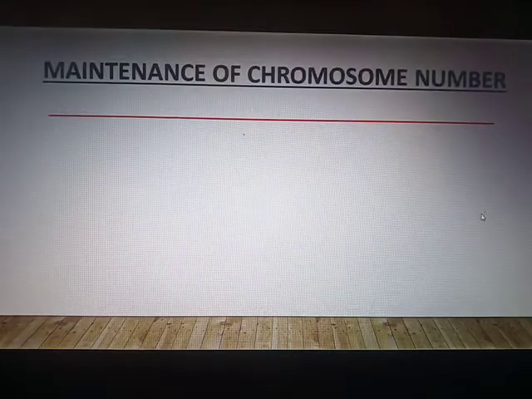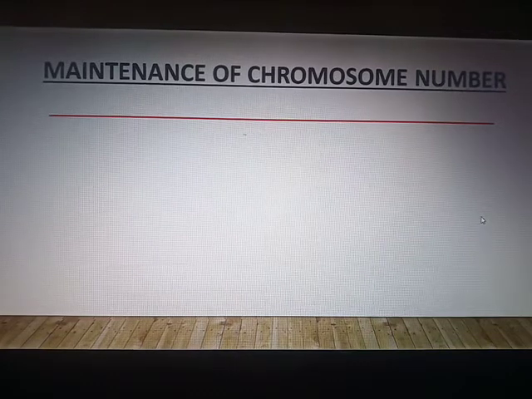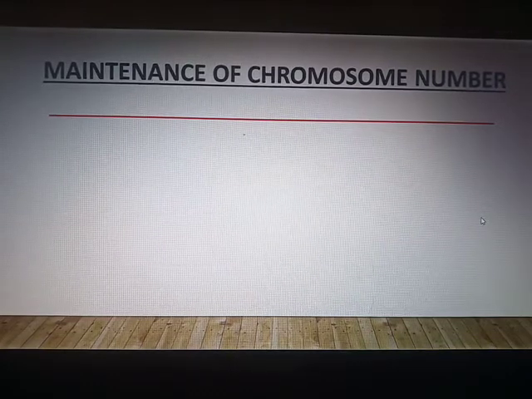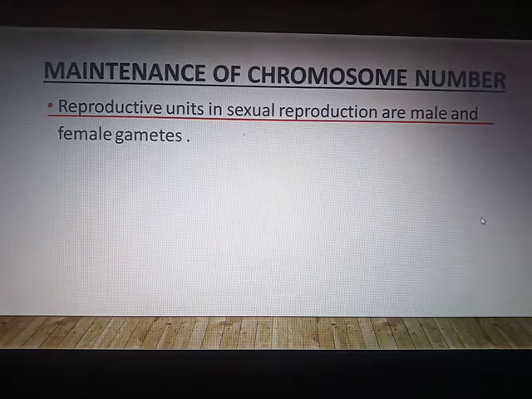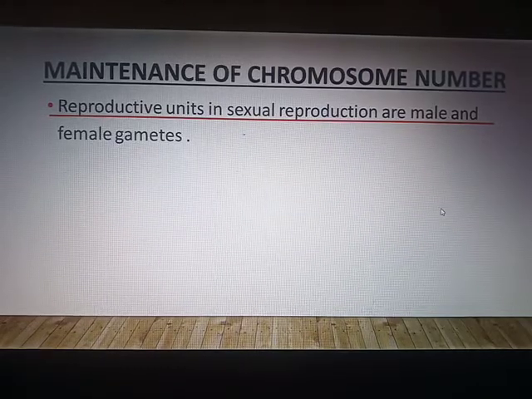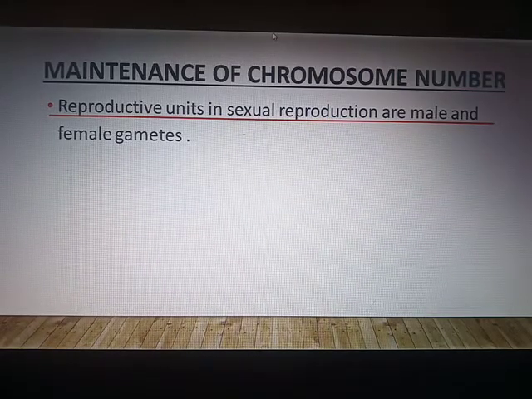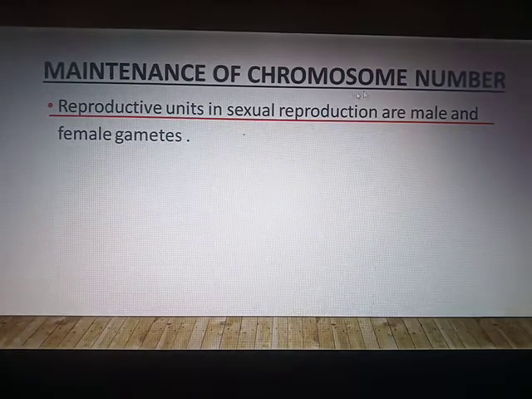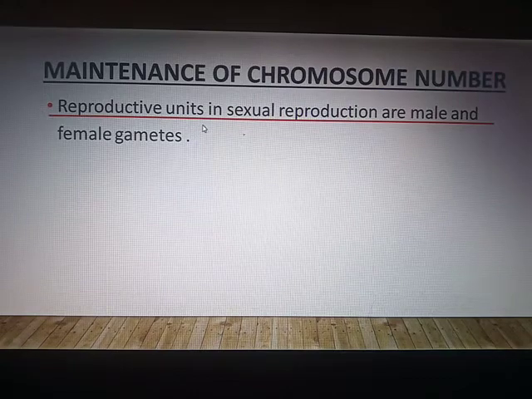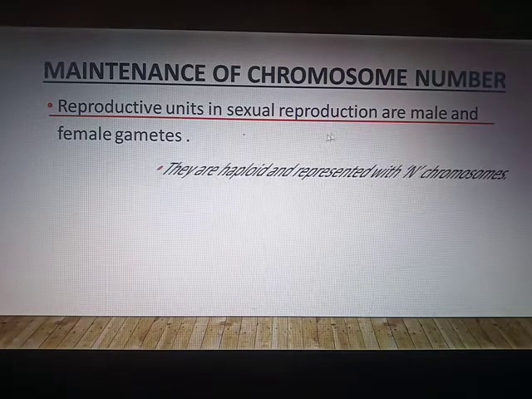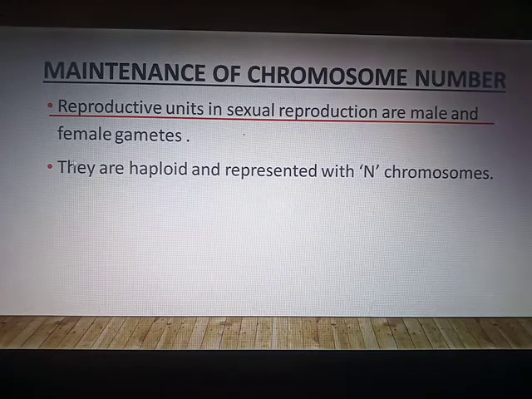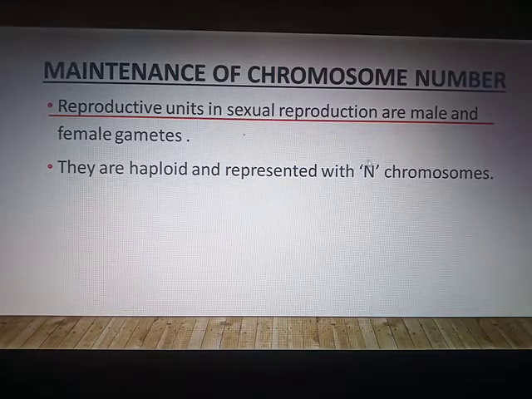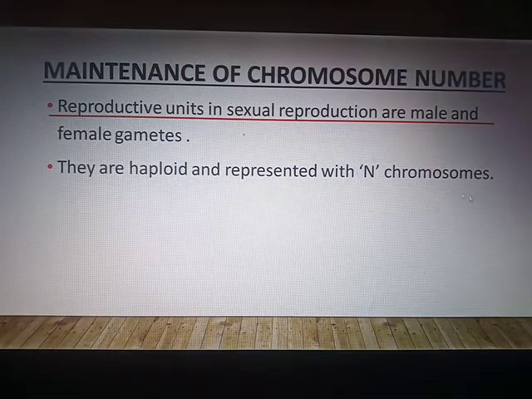The next topic is maintenance of chromosome number. How chromosome number remains same. Students, reproductive units in sexual reproduction are male and female gametes. We tell reproductive units because without male and female gametes, there is no sexual reproduction. Clear? So, male and female gametes are haploid in nature and represented by single N. Clear?